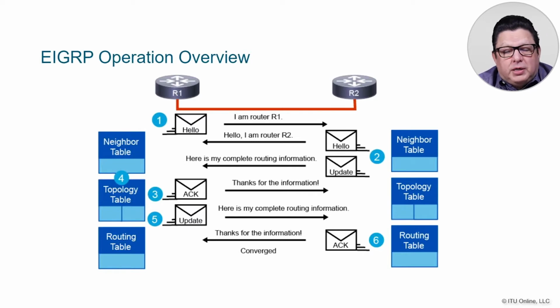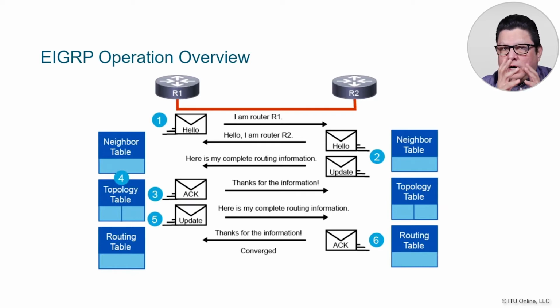You enable EIGRP, and the first thing that the router will do is send out hello packets, and they are sent to destination IP 224.0.0.10, or in the case of IPv6, you saw it's FF02::A. So that means that every EIGRP router will receive that hello, will be able to read that hello.